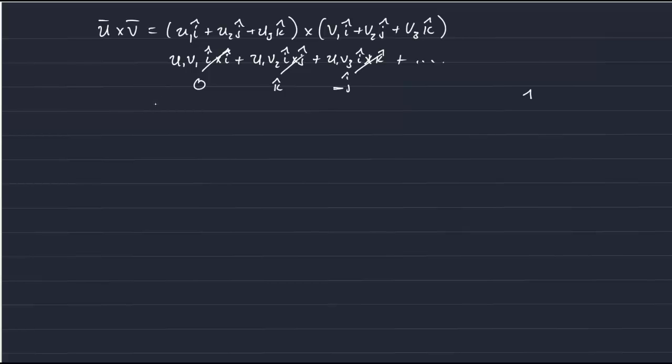And if we continue to carry out the multiplication and collect each term multiplied by each vector, we would get u2 v3 minus u3 v2 in the i hat direction, minus u1 v3 minus u3 v1 in the j hat direction, plus u1 v2 minus u2 v1 in the k hat direction.